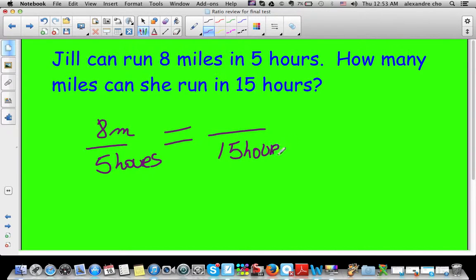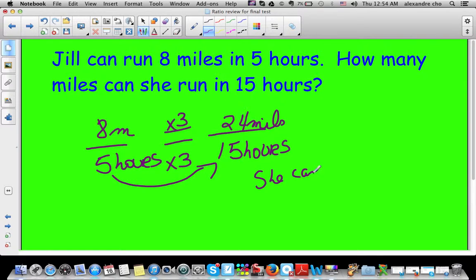This is really, really easy. Okay. So, find a relationship. It's times 3. So the top is times 3. The answer is she can run 24 miles.